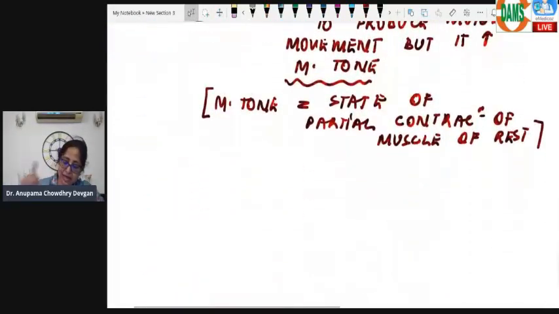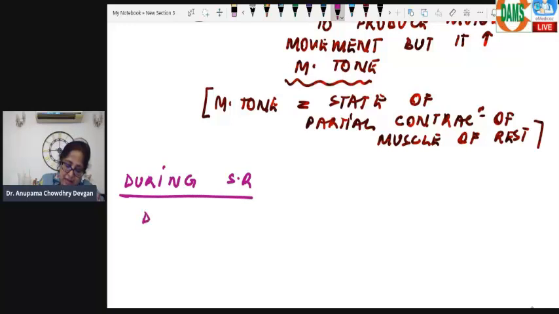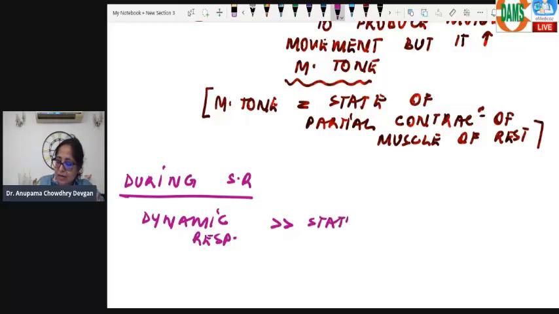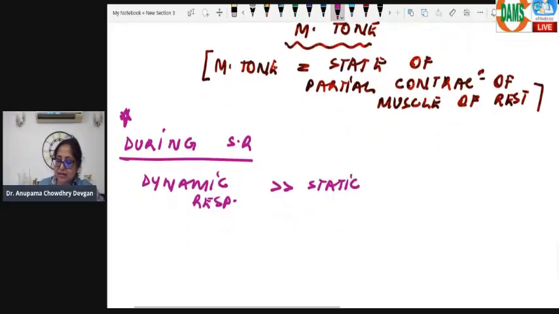Okay. Now, another important point, Prashant, which you have just brought up. Let me just tell you this. Please remember, during a stretch reflex, SR is stretch reflex, the dynamic response is more than the static response. This is an important point which has been asked as an AIIMS question. During a stretch reflex, the dynamic response is more than the static response.